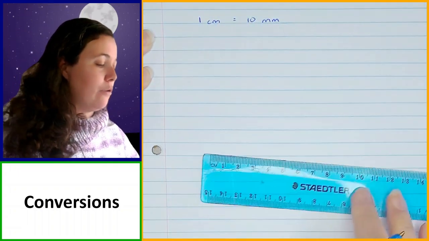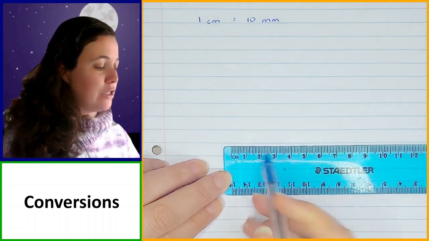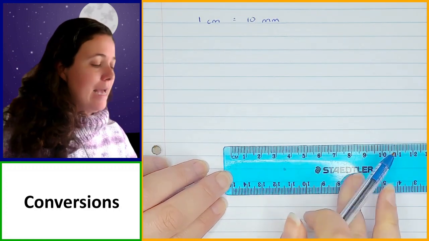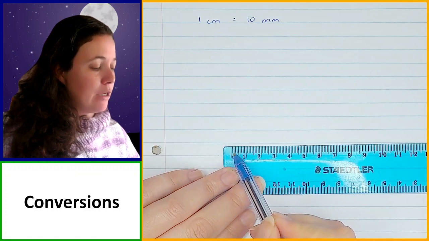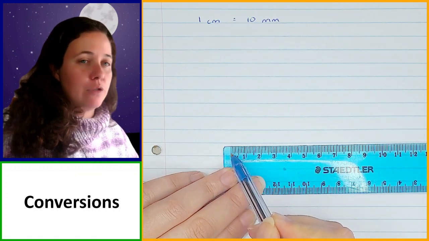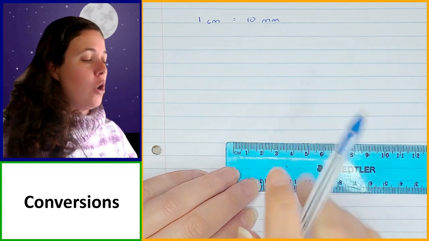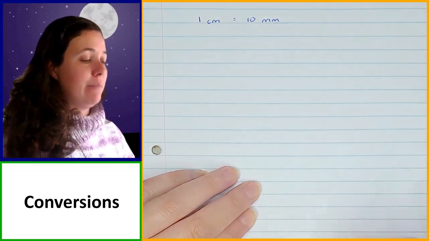Okay, if you look on a ruler, you can see that you've got the centimeters, 0, 1, 2, 3, 4, 5, and so on. And then you've got the millimeter markings in between, and there are 10 of those millimeter spaces inside a centimeter. Okay, so 1 centimeter is the same as 10 millimeters.